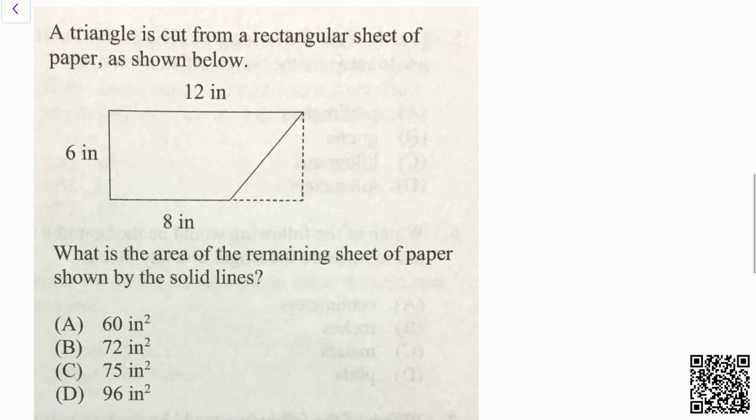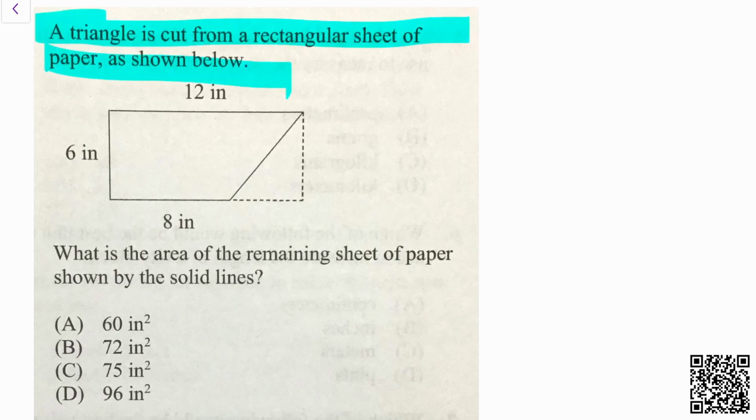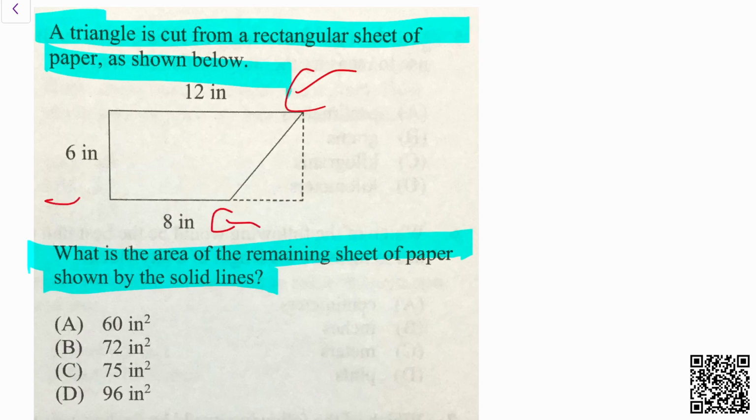And our second question here is, a triangle is cut from a rectangular sheet of paper as shown below. What is the area of the remaining sheet of paper shown by the solid lines? And this one's really, really easy. We just need to solve the area of the trapezoid, because they already gave you the length measurements you need.